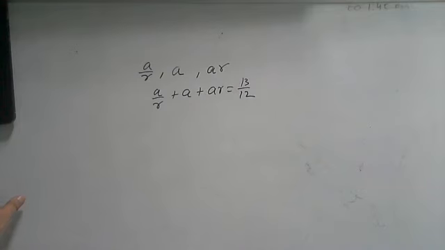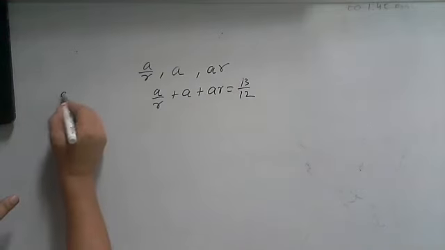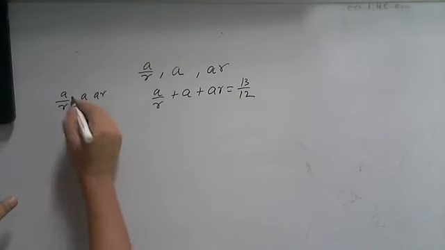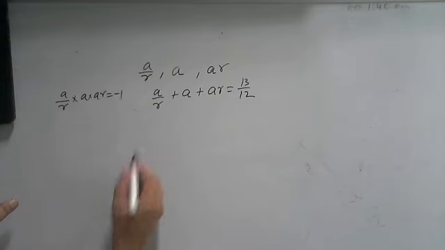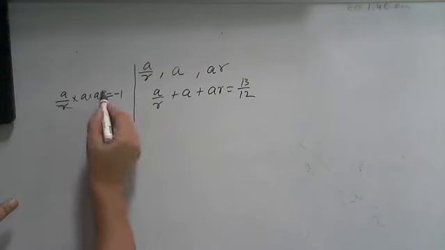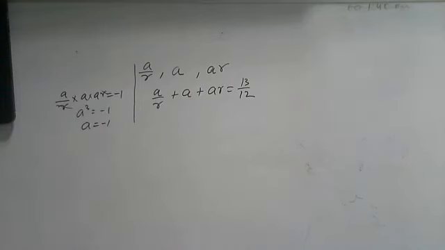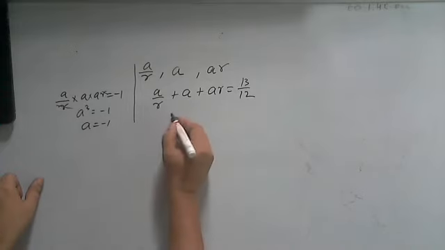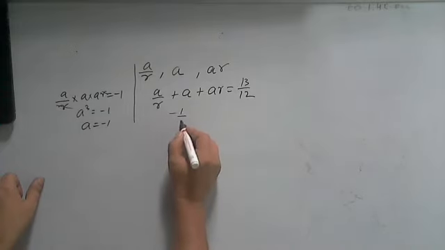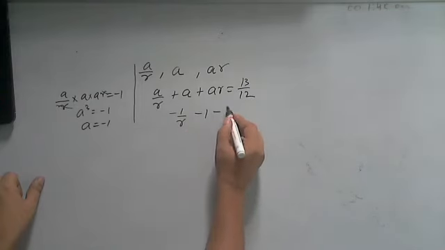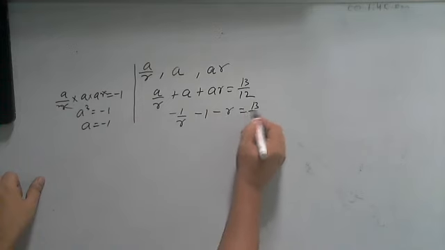Along with that, it is given to us that their product is -1. Their product. When we solve, it gives us a cube is equal to -1 and a is equal to -1. So it's quite easy for us to simply find a. Now with the help of this a, we will be able to find this. It gives you -a upon r plus a is -1 plus ar is -1r is equal to 13/12.